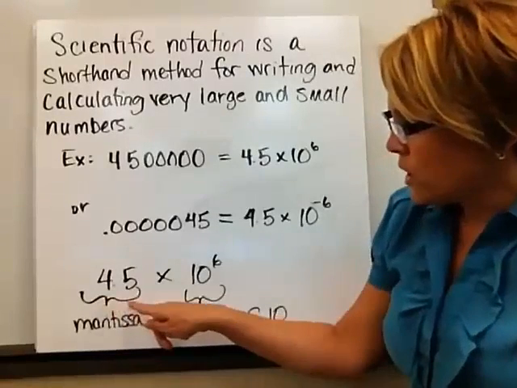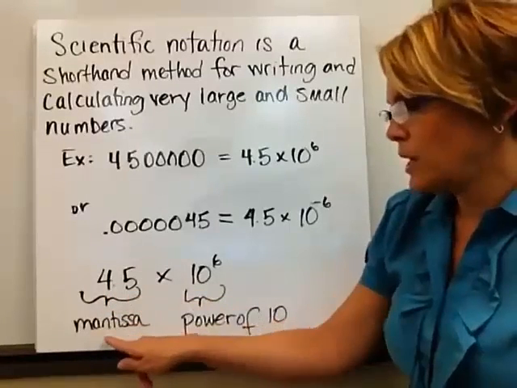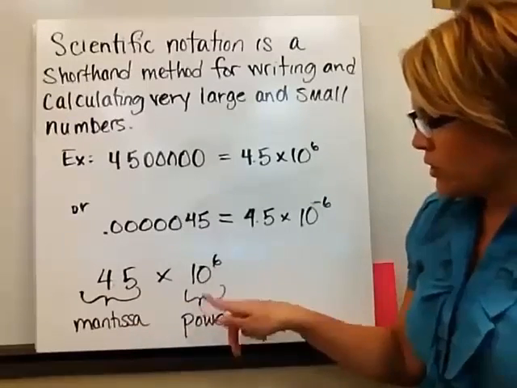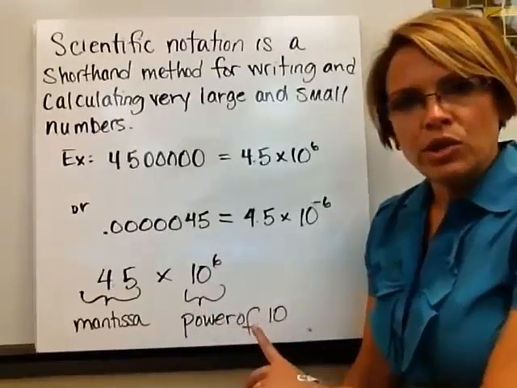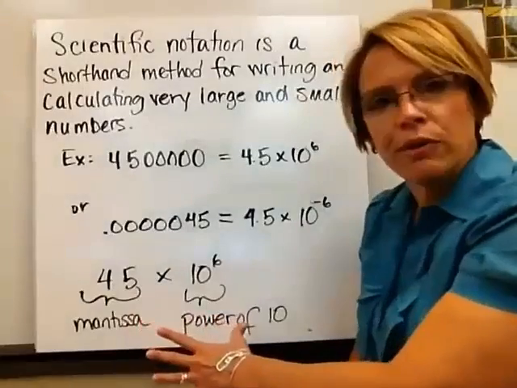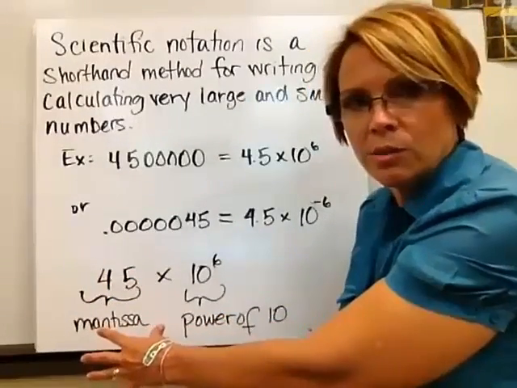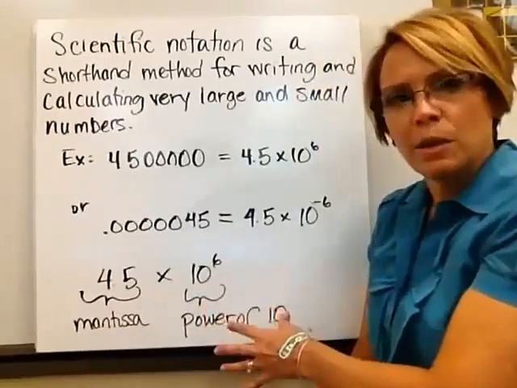Just a couple of things to get you oriented to this type of notation. This part of the scientific notation, the 4.5 in this example, is called the mantissa. And then this part over here, the 10 to the 6th, is the power of 10. So I do want you to make sure you understand which part I'm referring to. The mantissa is the number here, usually a decimal number, and the power of 10, of course, is the number that has the exponent.